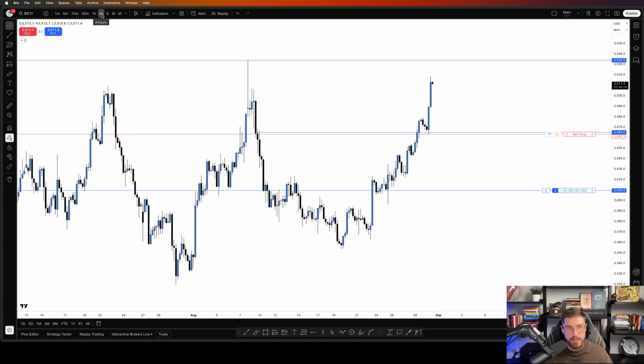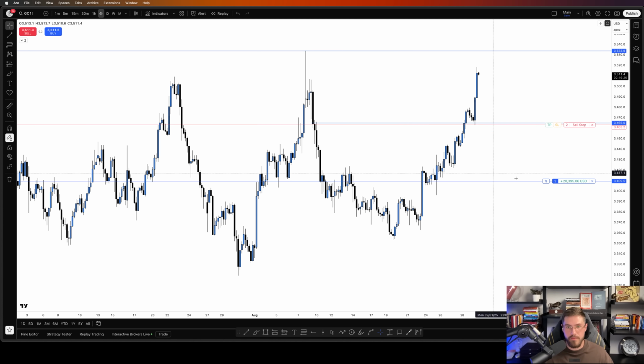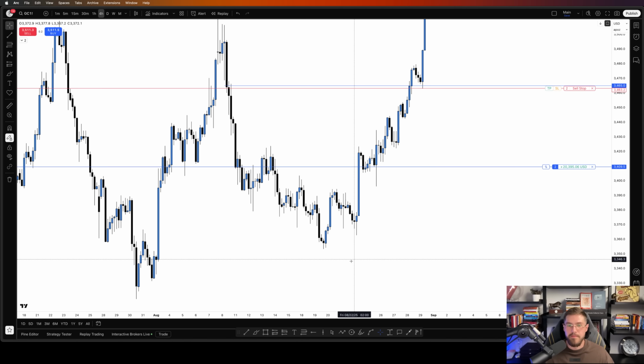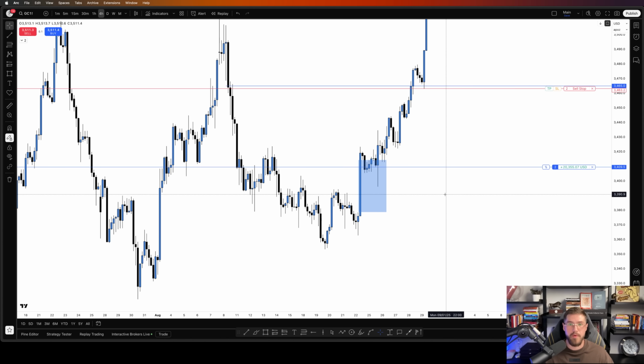Okay, so once you go to a 4 hour time frame, you're going to be looking for something that most of you guys already know what it is, but most of you guys are probably using it wrong, and that is a fair value gap. So all of this started with this fair value gap right here.